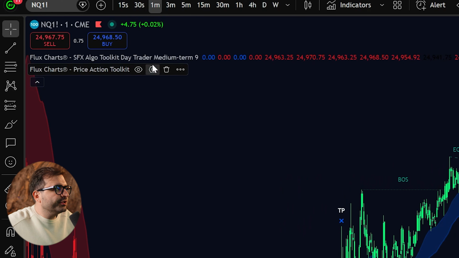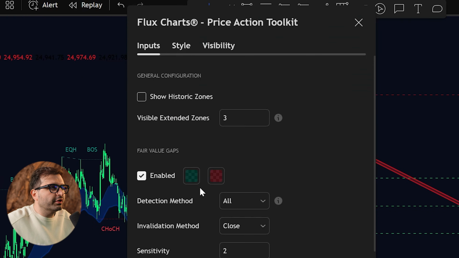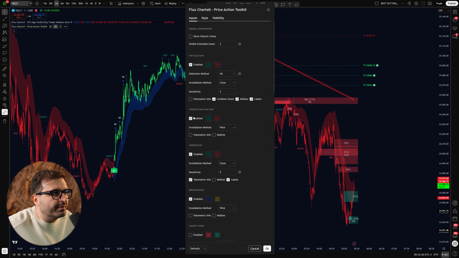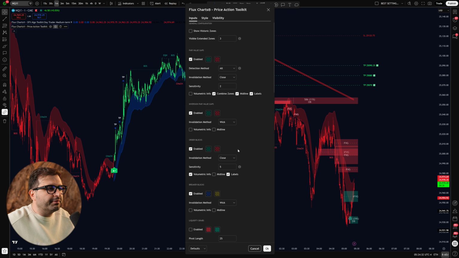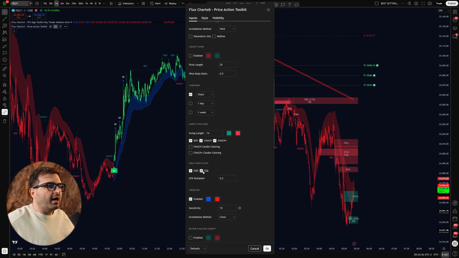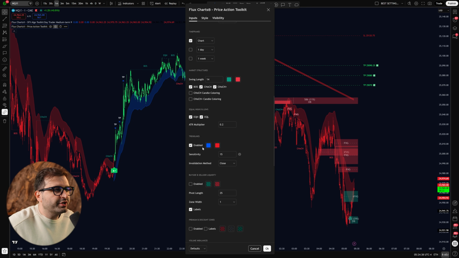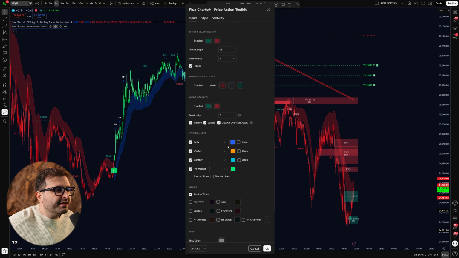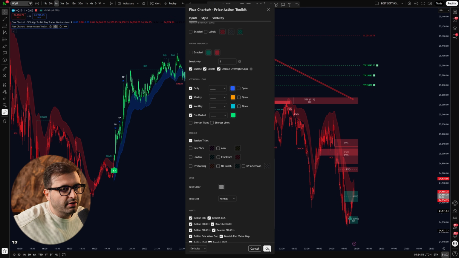Now the second thing you need to do is go to the price action toolkit. Enable the fair value gaps, the inversion fair value gaps, order blocks, breaker blocks, and you need to enable equal highs and equal lows. You can enable the trend lines. Finally, you need to enable the MTF highs and lows: daily, weekly, monthly, pre-market. Why? Because we're going to use those levels as take profit or stop loss. If you've done that, just hit the OK button.